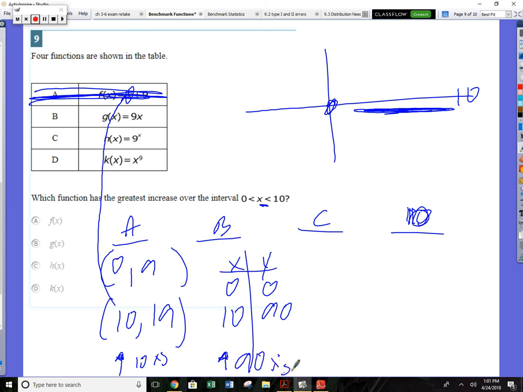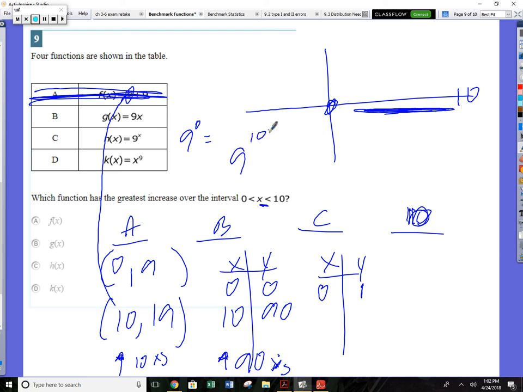Now this way is probably the best way. That picture is kind of confusing. Now let's look at C. Okay. C. Let's put 0 in for x. What's 9 to the 0? That's a 1. Anything to the 0 power is a 1. Okay, now let's put 10. What's 9 to the 10?